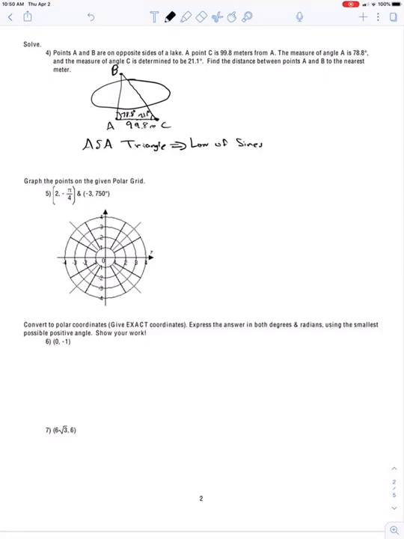Well, the question said find the distance between points A and B. So I'm going to find that distance here. In our drawing, we can label that. Here's our unknown. Let's find this side here. So c would equal the distance between points A and B.